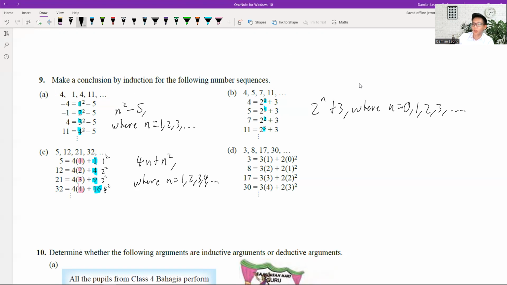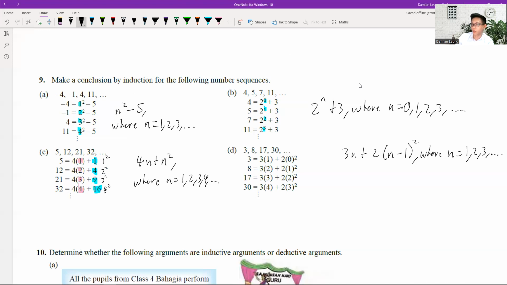For part D, 1, 2, 3, 4 here, 0, 1, 2, 3 here. So it starts with a different number, so these two numbers can be related. There are two ways of writing this. If you put 1, 2, 3, 4 as the n, then it's 3n plus 2 times this, which is one number less than n, so it's n minus 1 square. Where n is 1, 2, 3, and so on.